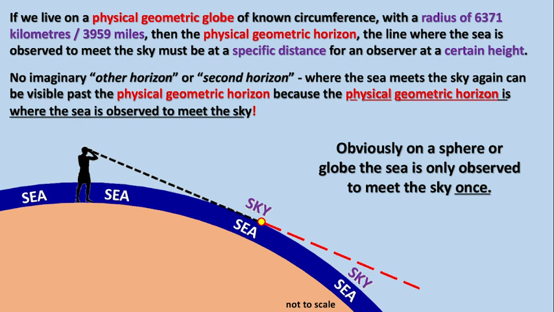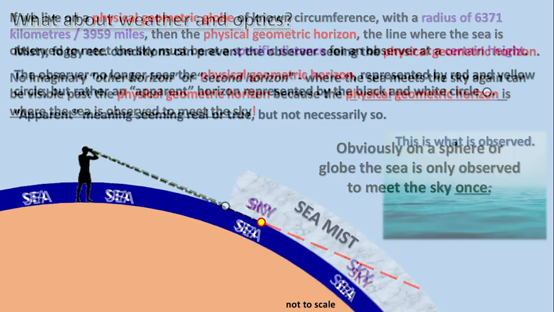No imaginary other horizon or second horizon where the sea meets the sky again can be visible past the physical geometric horizon, because the physical geometric horizon is where the sea is observed to meet the sky. Obviously, on a sphere or globe, the sea is only observed to meet the sky once.